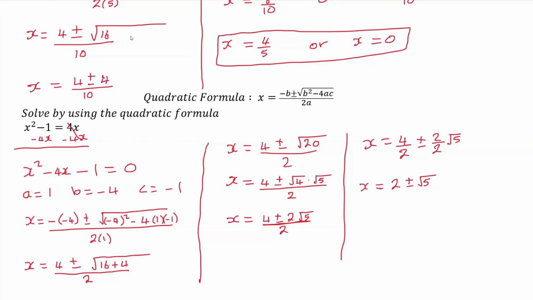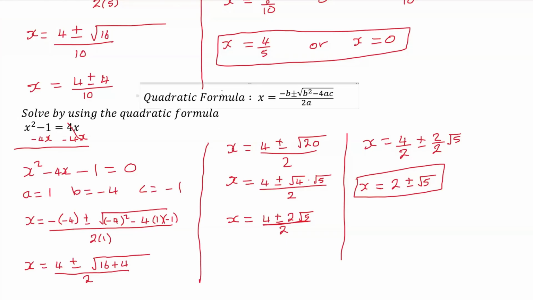And remember, you cannot combine the 2 plus square root of 5, right? They're not like terms, let's say. So you have to stop here. So this would be your answer if you keep it together, or you can separate it as 2 plus square root of 5 and 2 minus square root of 5.